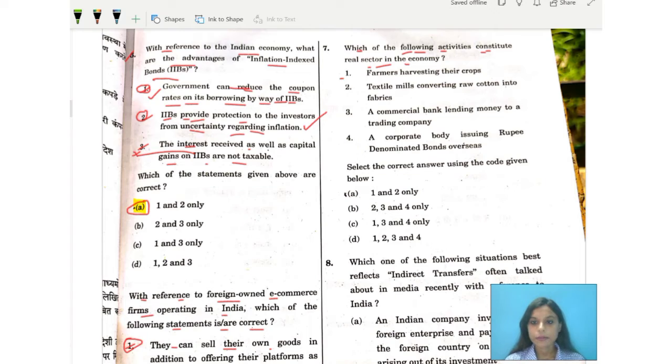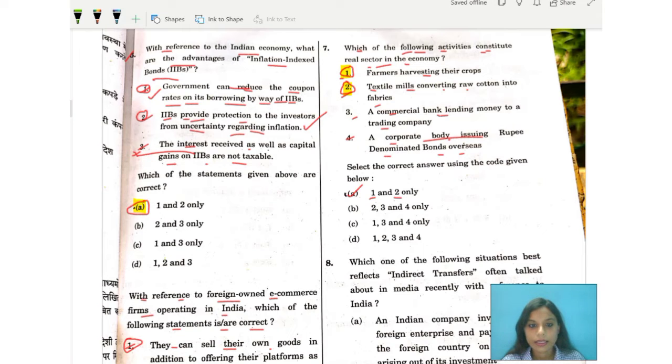Number 1, farmers harvesting their crops. Number 2, textile mills converting raw cotton into fabrics. Number 3, a commercial bank lending money to a trading company. And number 4, a corporate body issuing rupee denominated bonds overseas. These two, 1 and 2, will only constitute the real sector in the economy. So let's find out which option shows 1 and 2 as the correct ones. Yes, option A shows 1 and 2 as the correct ones.